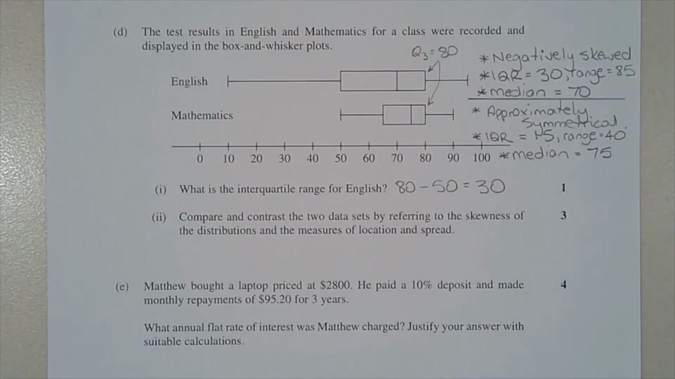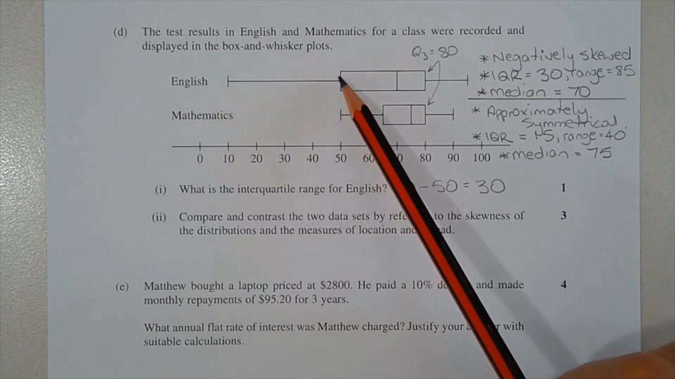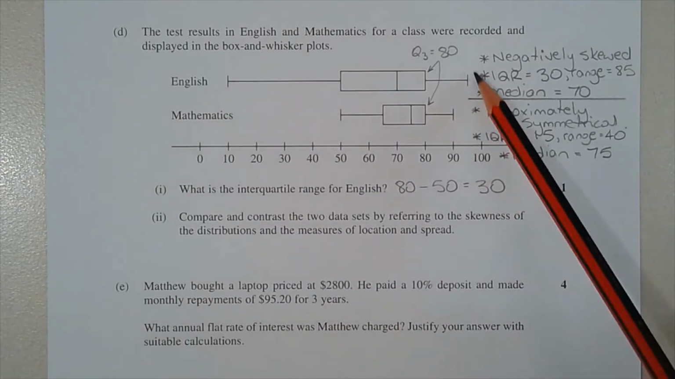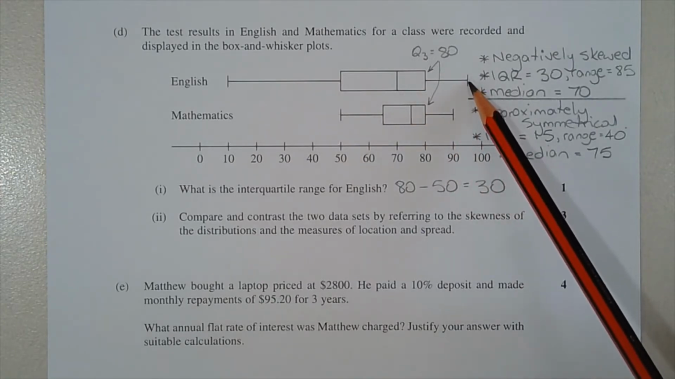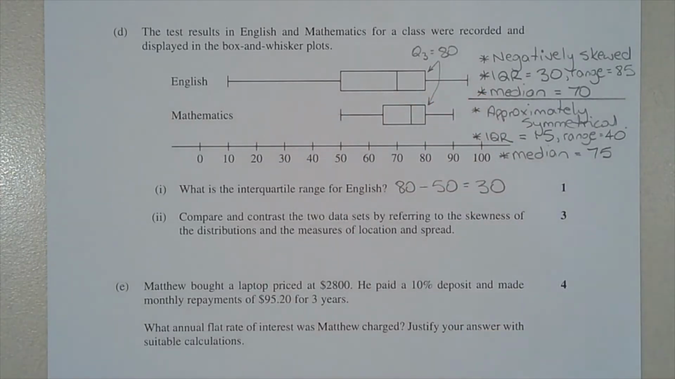Part 2. Compare and contrast the two data sets by referring to the skewness of the distributions and the measures of location and spread. Let's consider skewness. For English, the lower tail is much longer than the upper tail, and the median is much closer to the maximum score as it is to the minimum score.